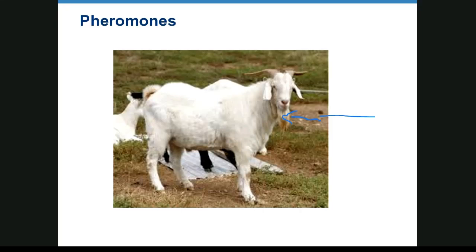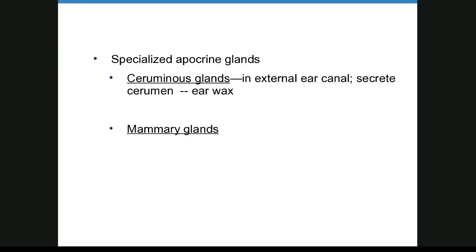So all the goats will come running. Humans, not so much so. We don't particularly tend to like that odor. Other type of apocrine glands, ceruminous glands. This is earwax. They make earwax. And then mammary glands make milk.